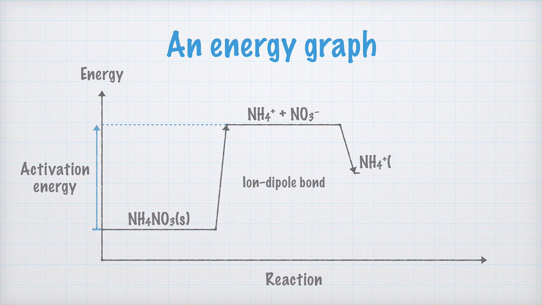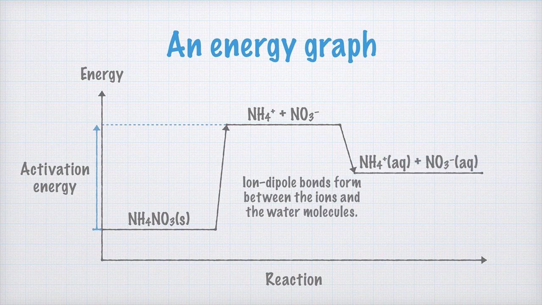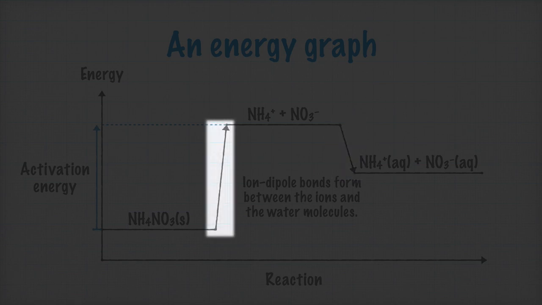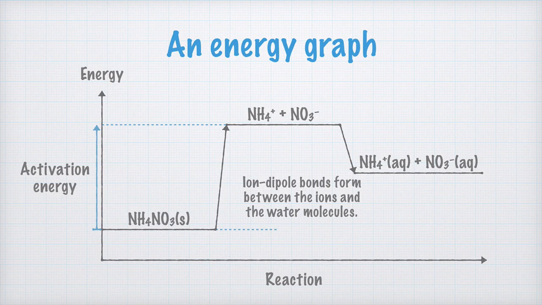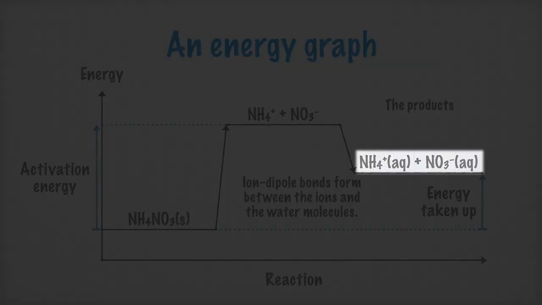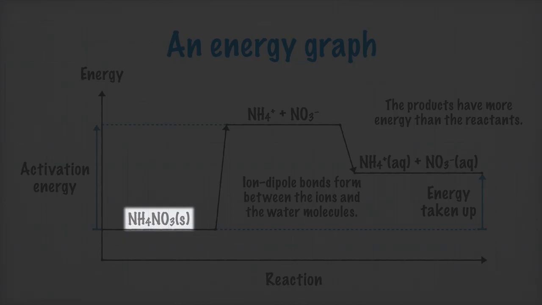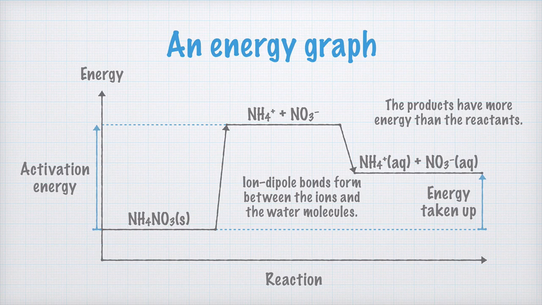When the ion-dipole bonds form between the ions and the water molecules, some energy is released, and aqueous ammonium and nitrate ions form like this. But since the amount of energy released is less than the activation energy, energy is, in total, taken up in the reaction. As you can see, the products, the aqueous ions, have more energy than the reactant, the solid ammonium nitrate. This is typical for endothermic reactions.